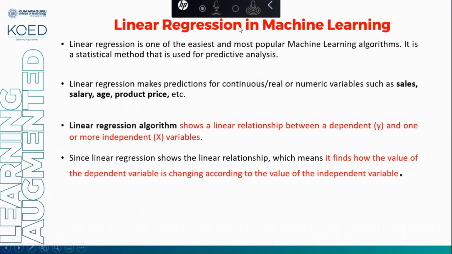So, linear regression in machine learning. Linear regression is one of the easiest and most popular machine learning algorithms. It is a statistical method that is used for predictive analysis. Linear regression makes predictions for continuous, real, or numeric variables such as sales, salary, age, product price.